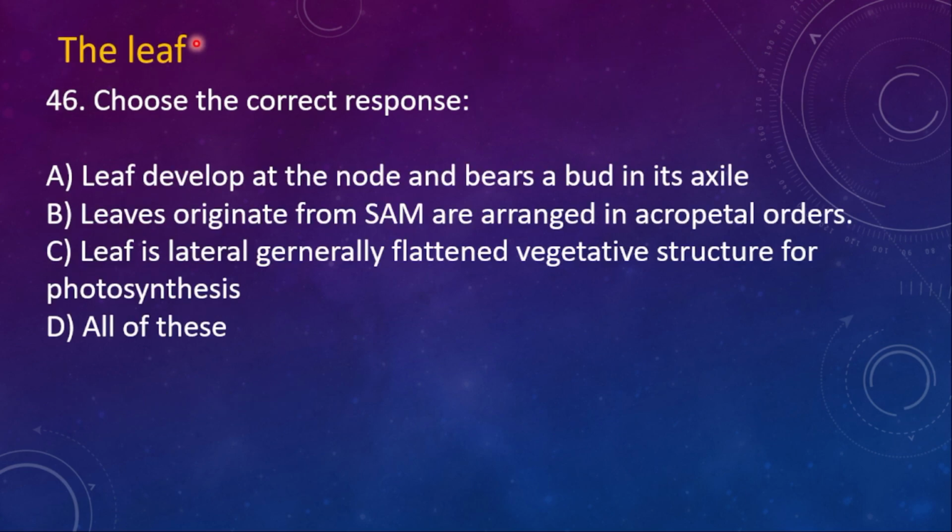The next organ, that is the leaf. 46th question, choose the correct response. Option A, leaf develops at the node and bears a bud in its axil. B, leaves originate from shoot apex and are arranged in acropetal order. C, leaf is a lateral, generally flattened vegetative structure for photosynthesis. And then option D, all of these. So here the right option is D, all of these.